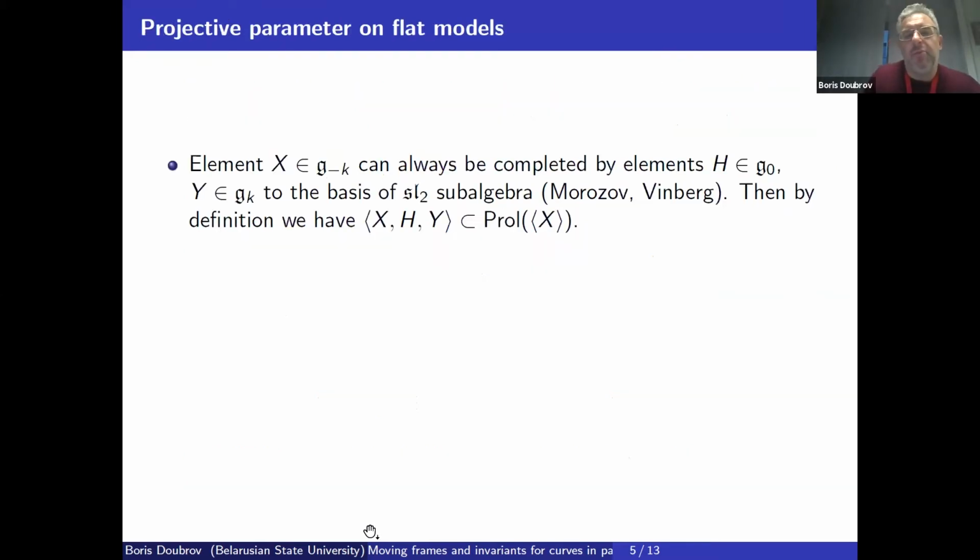Okay, well, let's move forward. Here's another very interesting phenomenon that exists only for curves. It is known that for each X of degree minus k, we can always find elements H of degree 0 and Y of degree k such that they form a basis of an SL2 subalgebra. This result, again, is due to Morozov and Winberg, essentially. I think Winberg for complex numbers, Morozov in characteristic 0.